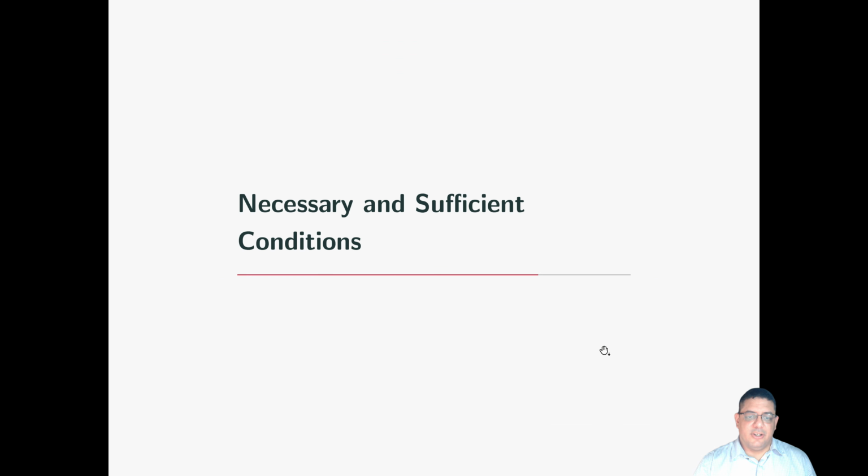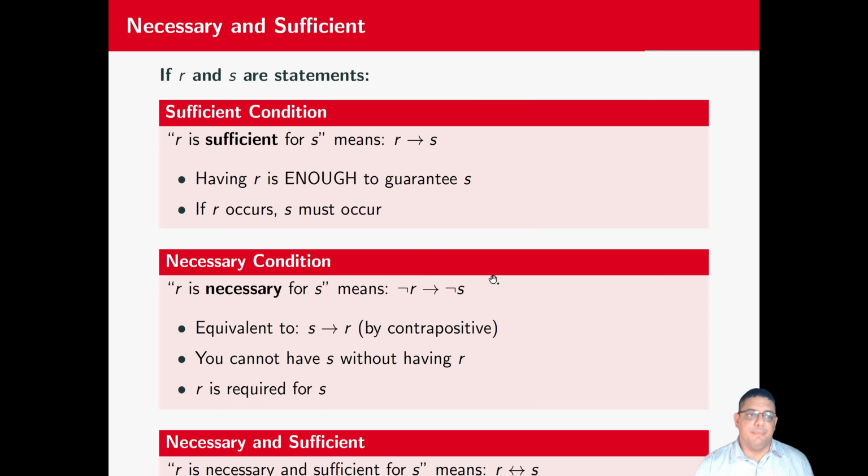Now let's talk about necessary and sufficient conditions. Let's say that R and S are statements. R is sufficient for S means that R implies S. Having R is enough to guarantee S. If R occurs, S must occur.